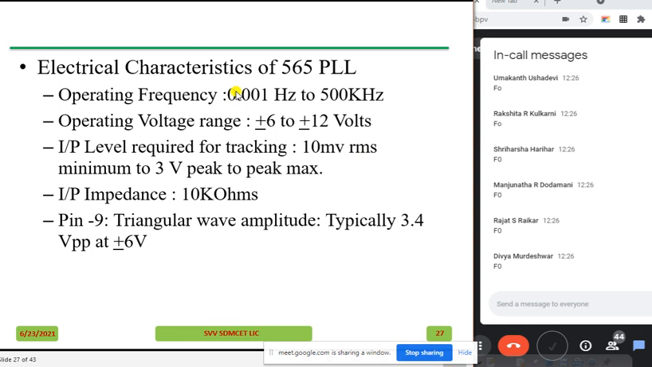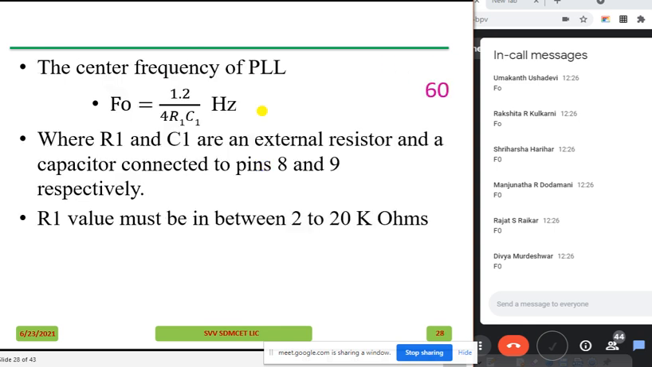Electrical characteristics of a 565 PLL: operating frequency is up to 500 kilohertz, and the supply range is 6 volts to 12 volts, plus or minus. The input voltage you give is 3 volts peak to peak maximum, and 10 millivolts is the minimum. You are supposed to conduct the experiment, and these are the points you have to remember when you are conducting it. It's very interesting to see the lock range and capture range when you are conducting the experiment.